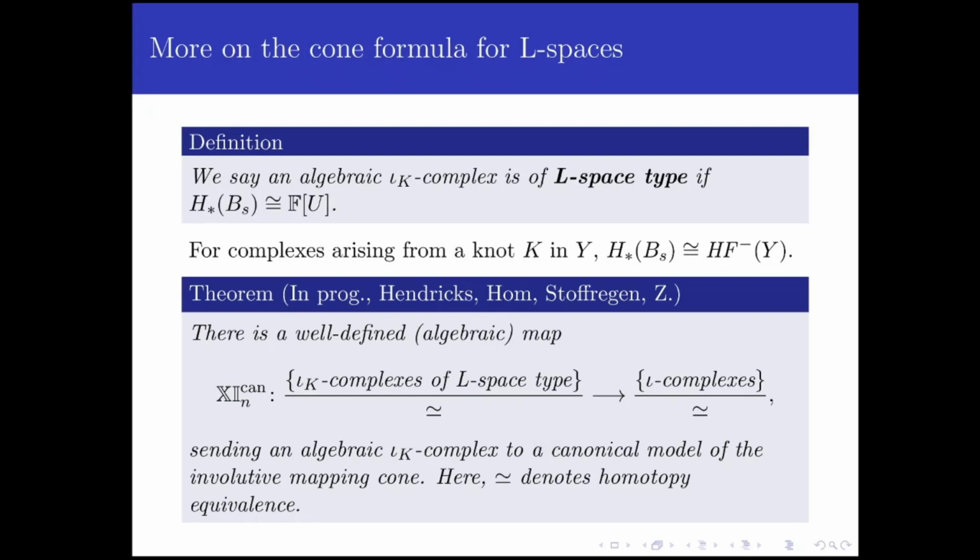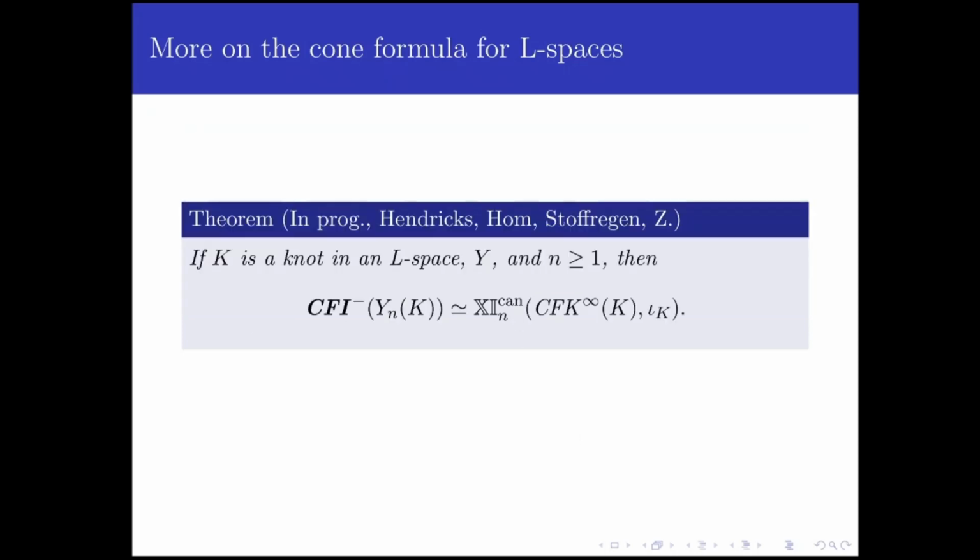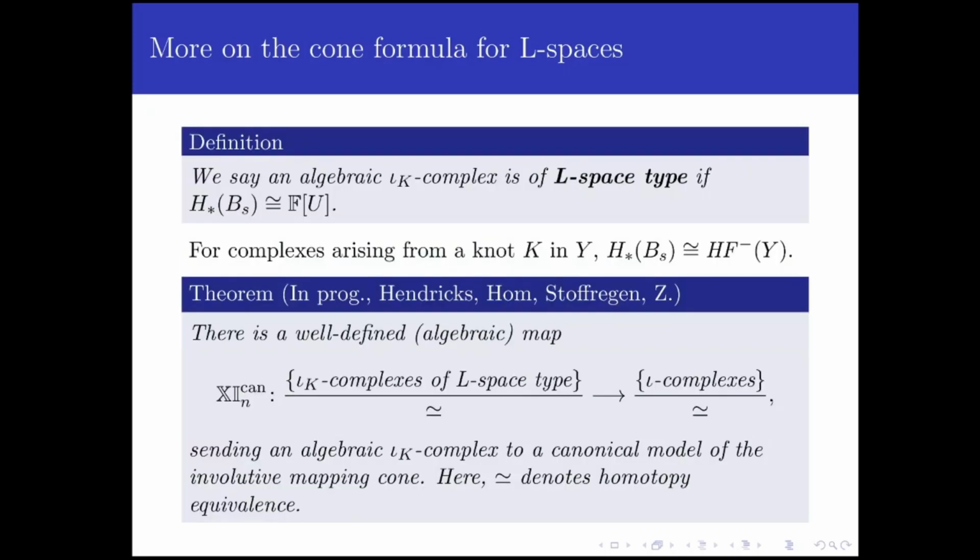And so this is what we proved. This is just algebraic. We proved that there's an algebraic map that's well defined that sends an iota K complex of L space type to an iota complex. The iota complex you get is the mapping cone. And we proved that this is well defined on the level of homotopy types. So if you take two homotopic iota K complexes, you get two homotopic iota complexes. This last theorem is just an algebra theorem. It doesn't have anything to do with Heegaard Floer homology. It's purely algebra, but it's a nice framework for things to live in.